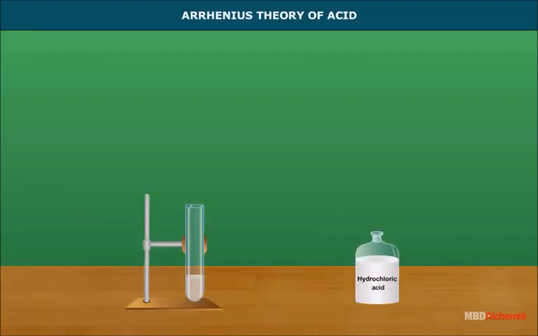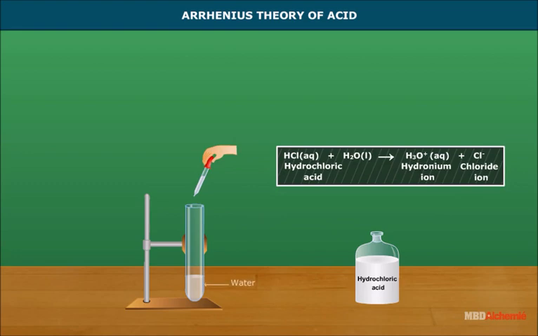Arrhenius theory of acid: a substance which has a replaceable hydrogen atom is called an acid. Here you can see in the animation, when a few drops of hydrochloric acid are added to the test tube containing water, hydrochloric acid ionizes into hydronium ions and chloride ions. This solution behaves like an acid due to the availability of hydronium ions in water.